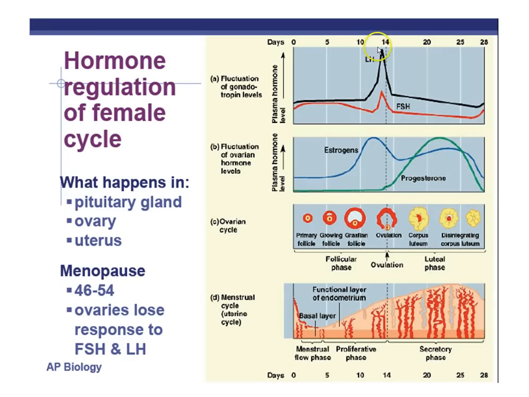So what happens after the luteinizing hormone is released? That's going to change the follicle into a corpus luteum. Now, the corpus luteum is going to release two things. It's going to release progesterone and it's going to release estrogen.